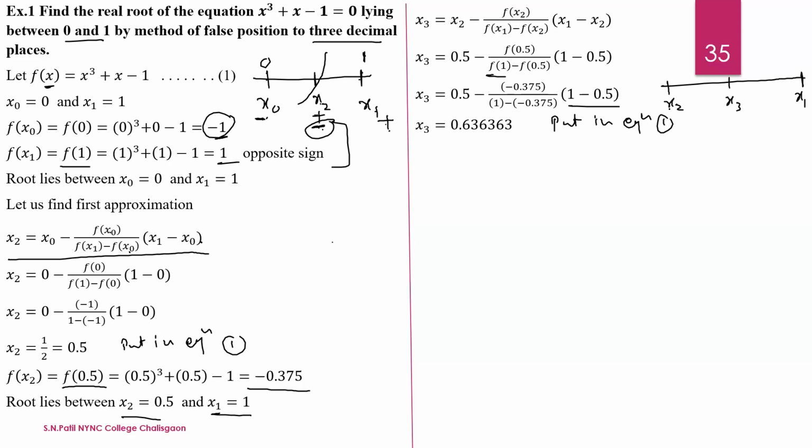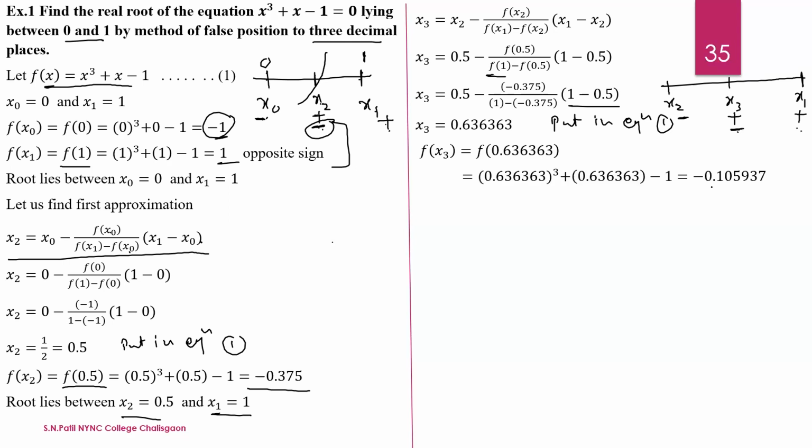The x2 we have calculated. The image of x2 is negative and the image of x1 is positive. Okay, now put x3 in equation number 1. If this value is positive, then root lies between x2 and x3. If this value is negative, then root lies between x3 and x1. Let us see. So we get the negative value. It means root lies between x3 and x1.